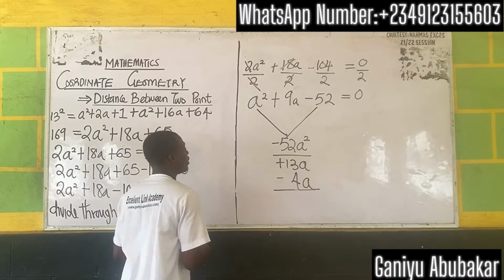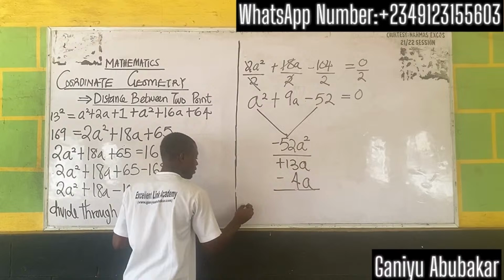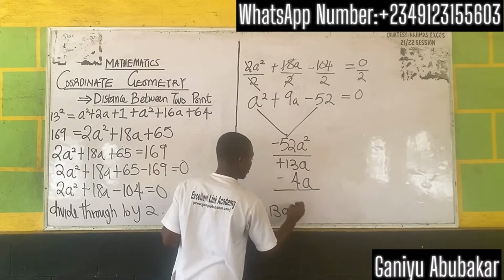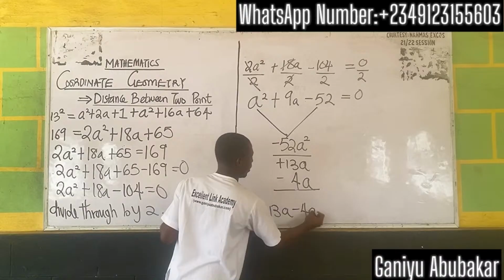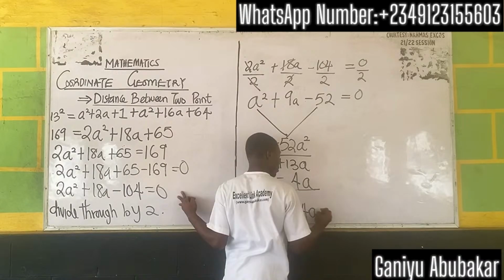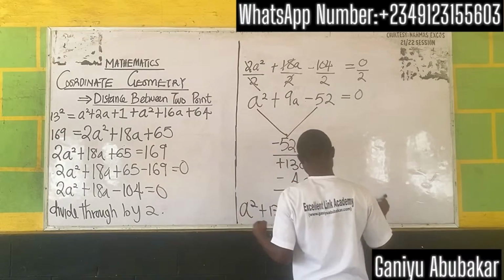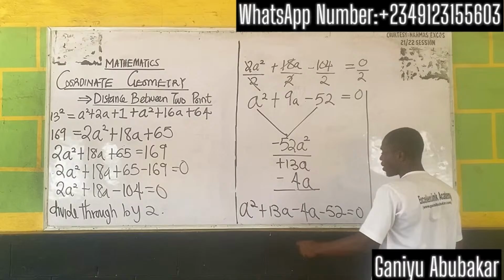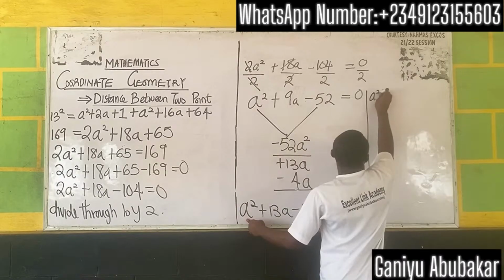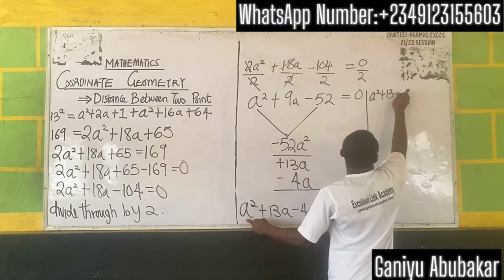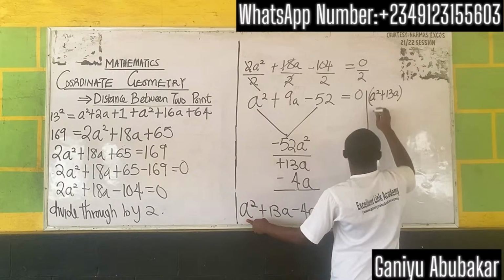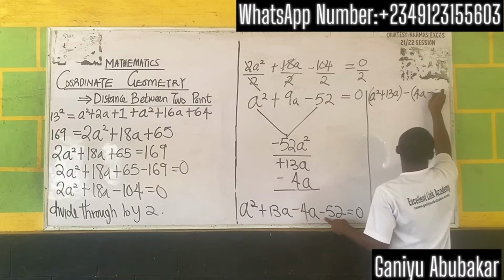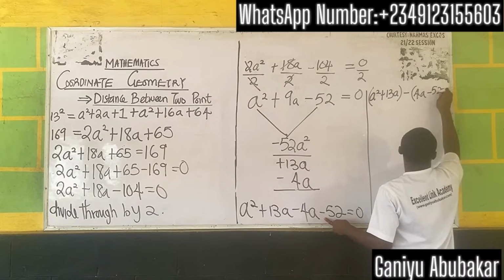From here, work on this. That gives you a squared, then plus 13a minus 4a, then negative 52 equals 0. All right, let me just divide this part here. We said group them in twos. That gives you a squared plus 13a, right? Then minus 4a minus 52, right, equals 0.